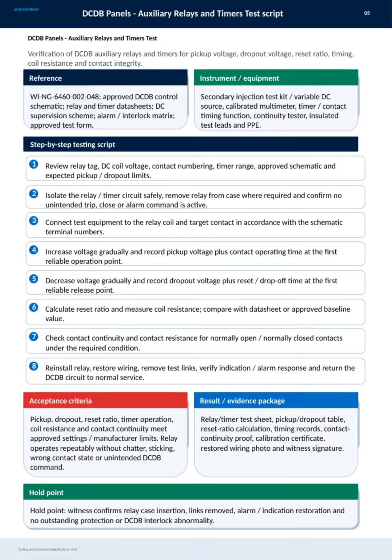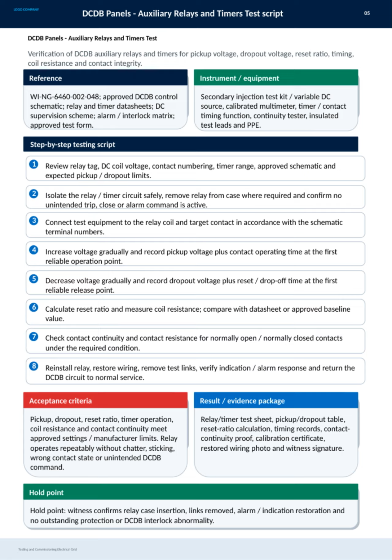Next, it's essential to safely isolate the relay or timer circuit, removing the relay if necessary, and confirming that no unintended trips or alarms are active. Using a secondary injection test kit and other calibrated instruments, we connect the test equipment according to schematic terminal numbers. We then gradually increase voltage to find and record the first reliable pickup voltage and operating time.